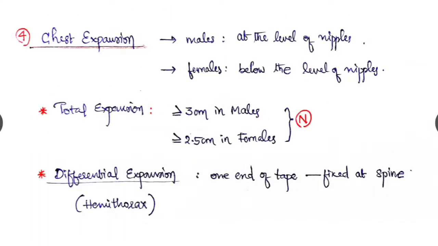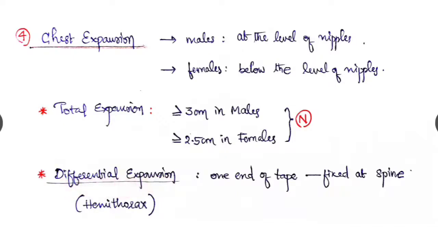Next is the chest expansion we have to measure. We have to measure using a tape, and in males we keep the tape at the level of the nipples, in females below the level of the nipples. The total expansion is usually 3 or more centimeters in males, and more than or equal to 2.5 centimeters in females is normal. If it is lesser, then the chest movement is reduced, that is, the expansion is reduced.